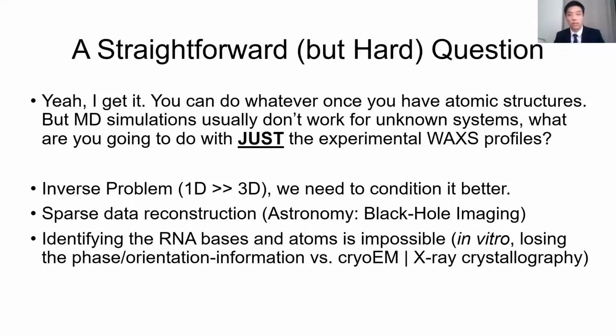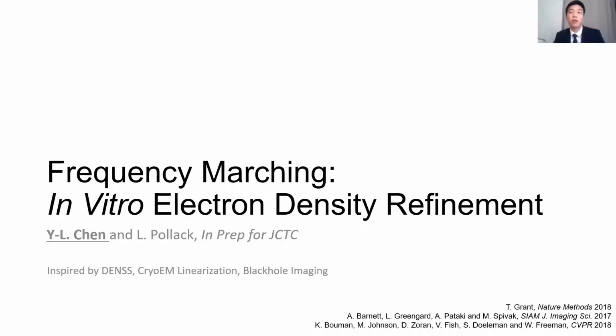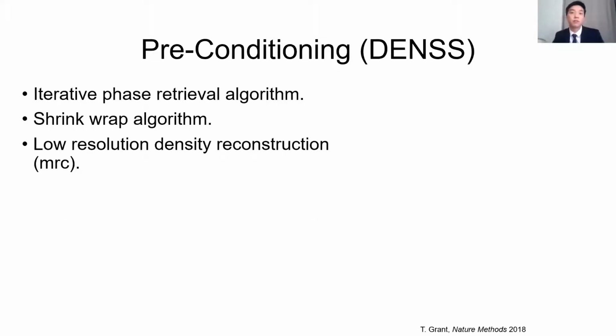We have to concede that seeing the atoms or the RNA bases might be impossible, because the phase and orientation information is lost in solution X-ray scattering. However, I will propose a method called frequency matching, refining the electron densities in 3 dimensions and also in vitro. This method is inspired by DENSS, which I will talk about, cryo-EM linearization, and also black hole imaging. So I would like to talk about DENSS first.